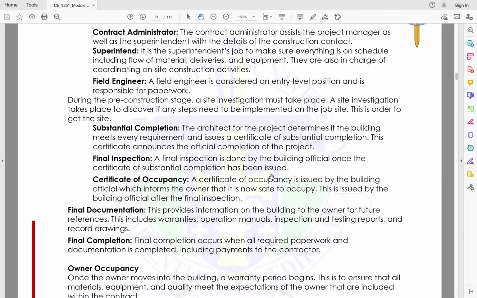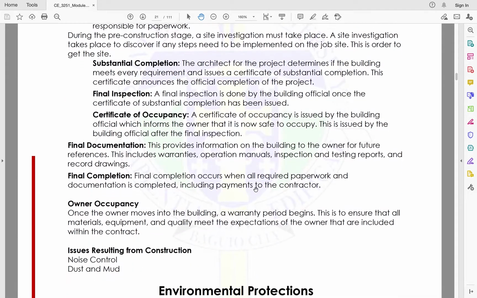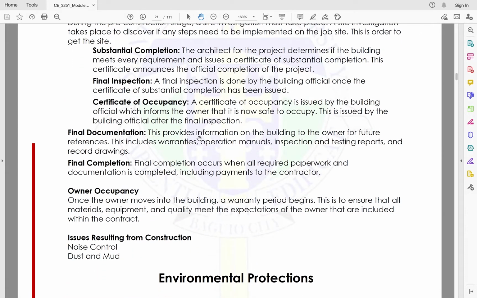If they are okay, and they don't find any fault or anything that needs fixing, they will give the certificate of occupancy. It is issued by the building official, which informs the owner that it is now safe to occupy. This is issued after the final inspection by the government. Then final documentation. This provides information on the building to the owner for future reference. This includes warranties, operational manuals, inspection and testing reports, and record drawings.